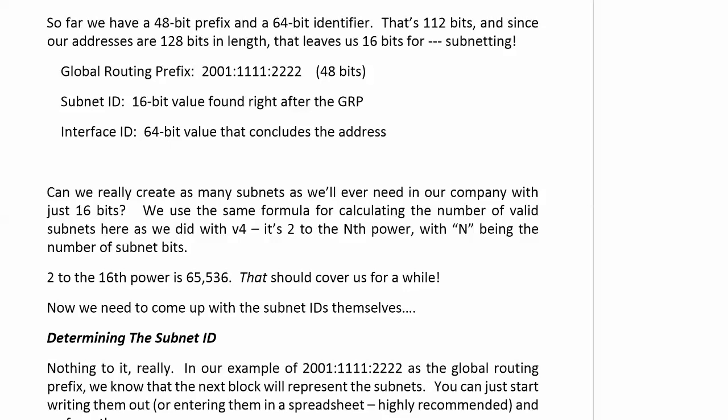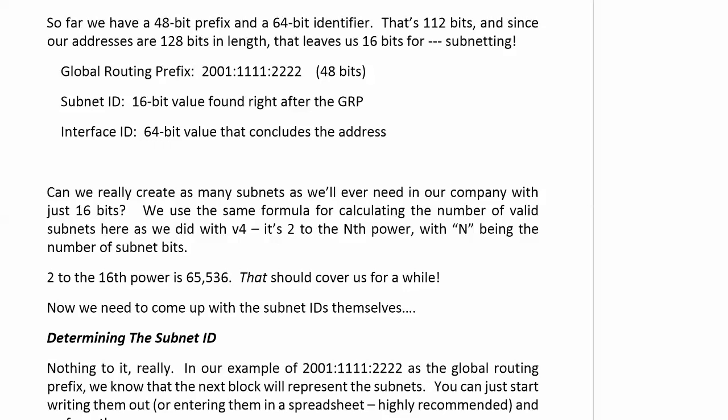Now, we were told one of the many things we're promised with version 6 is we're going to have as many subnets as we could ever want. And you think, well, is that really possible with just 16 bits? But we use the same formula for calculating the number of valid subnets we would have. It's 2 to the nth power, with n being the number of subnet bits. And 2 to the 16th power is 65,536. That ought to cover us for a while. I think that's enough subnets for our company.